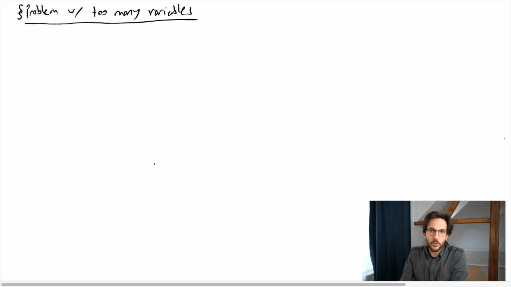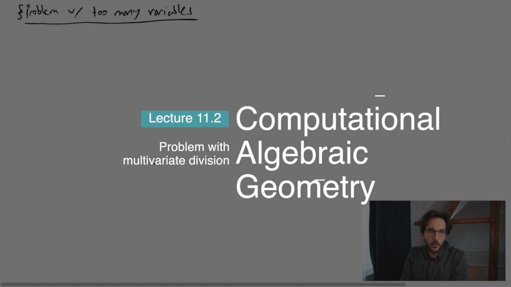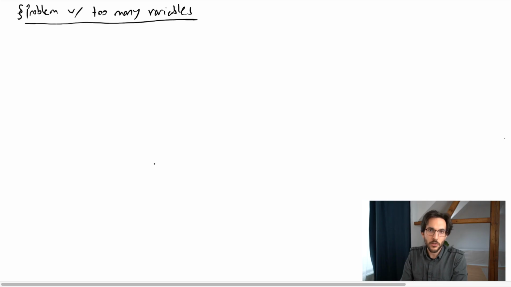Okay, so what we're going to do now is to take a polynomial ring with two variables and then try to fiddle around with division, even considering very simple examples, and see the kind of problems that occur. So the kind of problems that would not occur over integer or univariate polynomial rings.